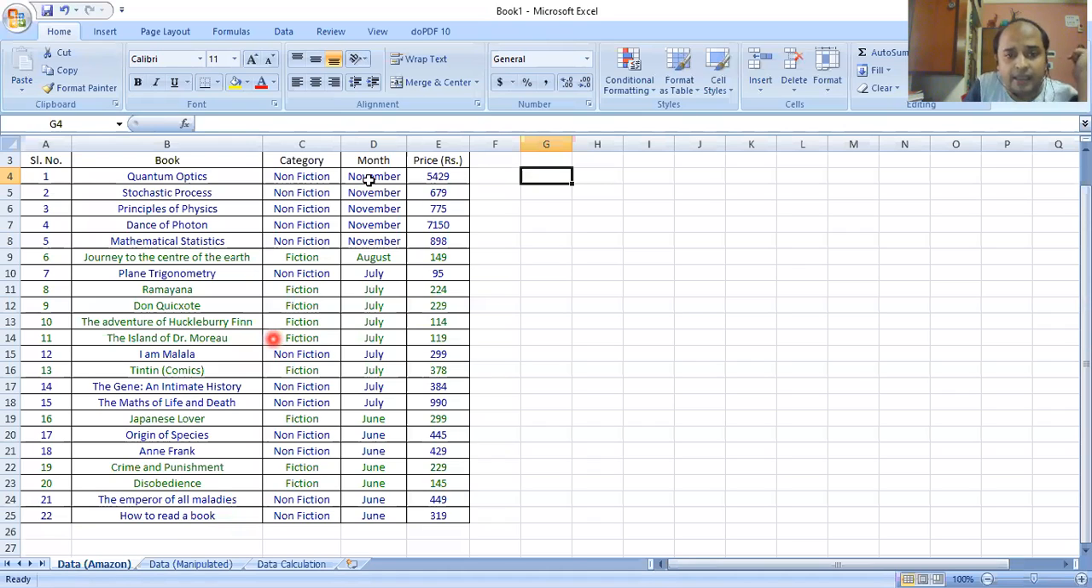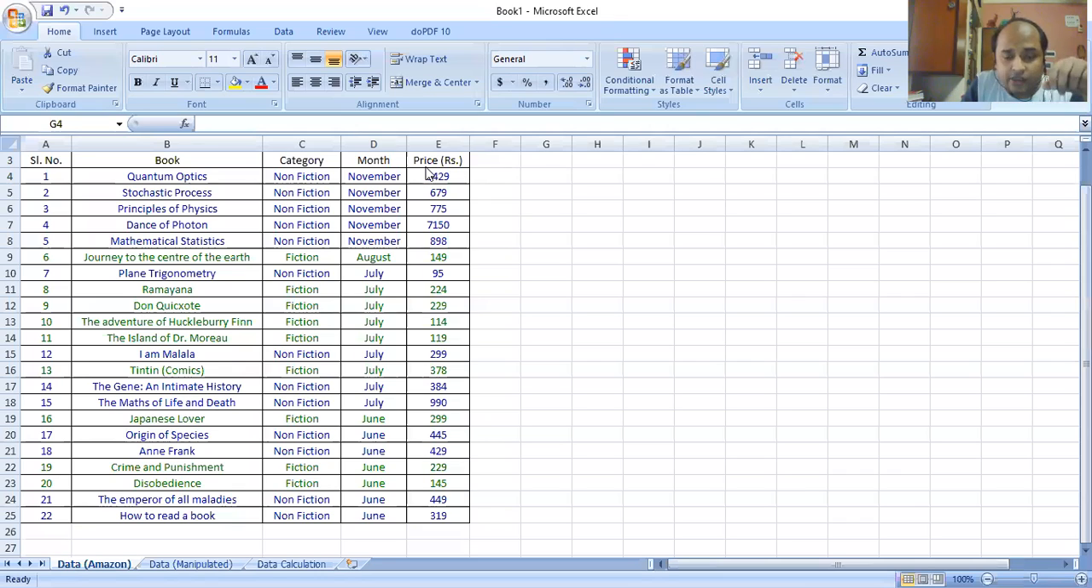And the month in which I bought these books has also been mentioned. So you can get an essence, this is called data collection, of how I bought these things, and at what point of time.